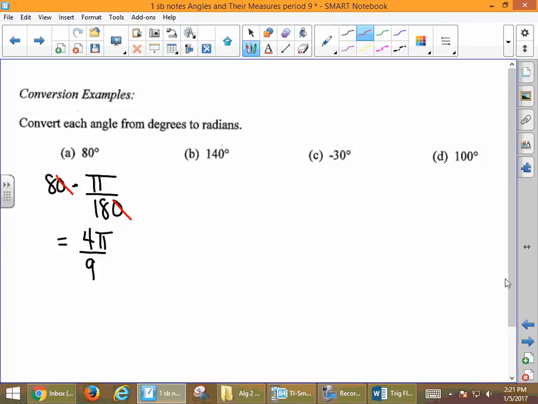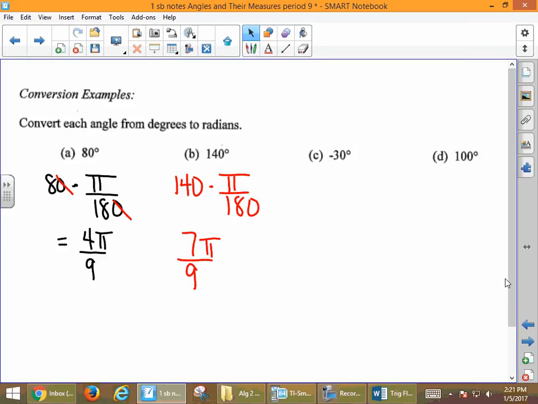It does to me too. If we look at letter B, it's the same kind of process here. We take 140 and we multiply by pi divided by 180. We're converting degrees to radians. And like I say, if you like that shortcut, again, you can cancel out the zeros. You've got 14 divided by 18, and 2 goes into 14 7 times, 2 goes into 18 9 times. We get 7 pi over 9.